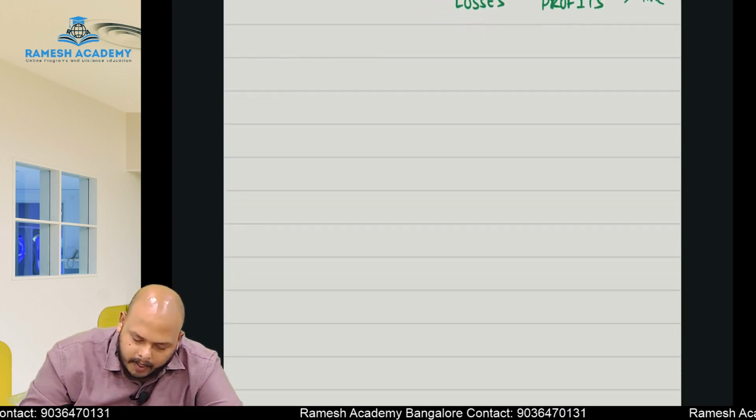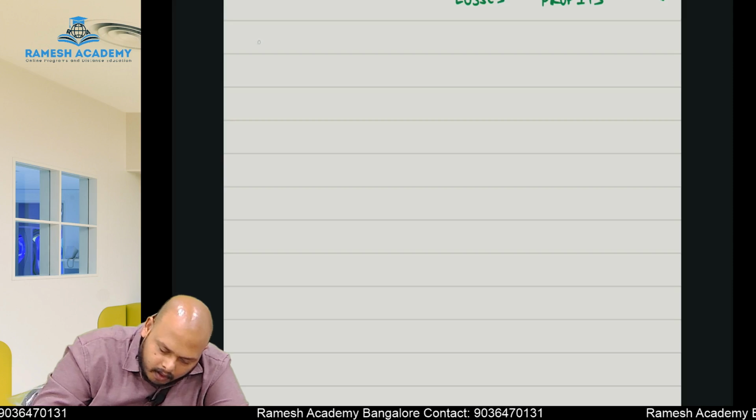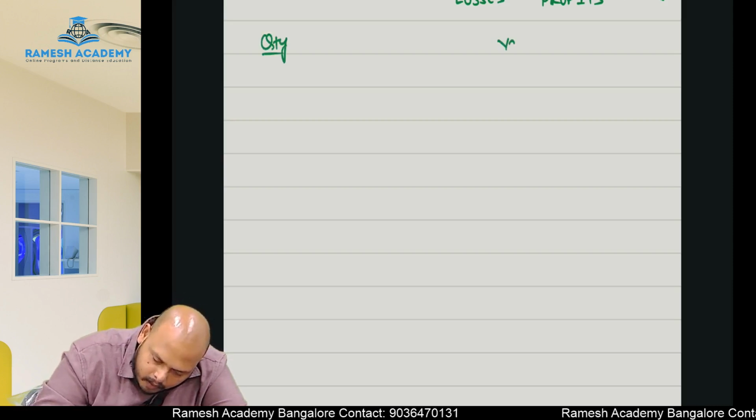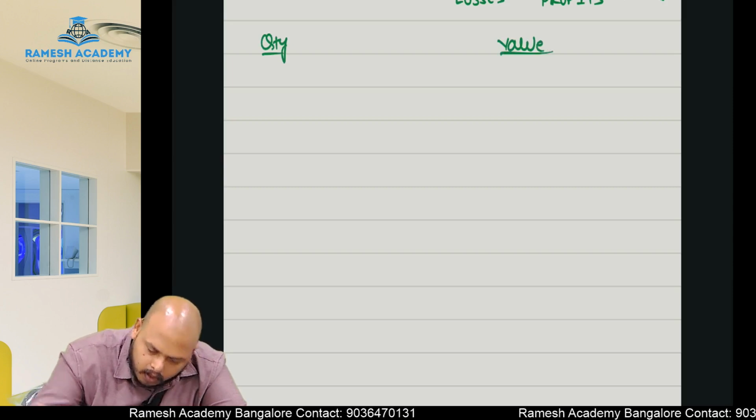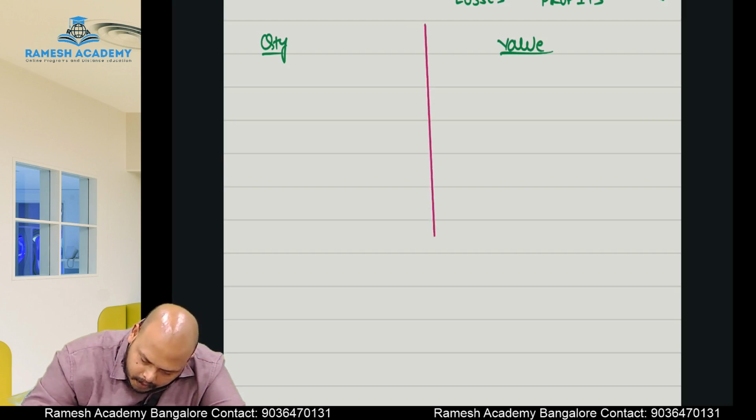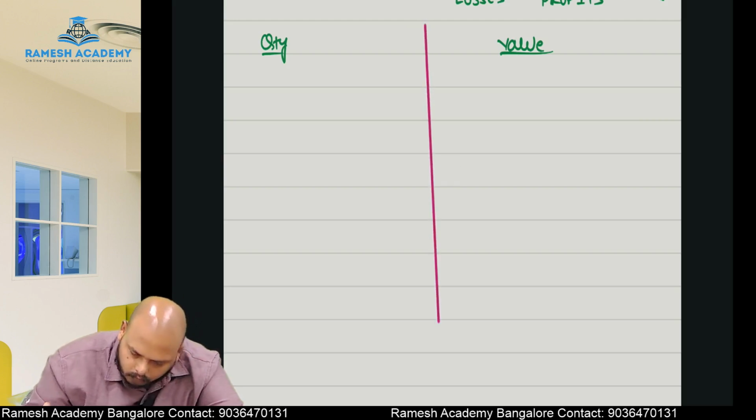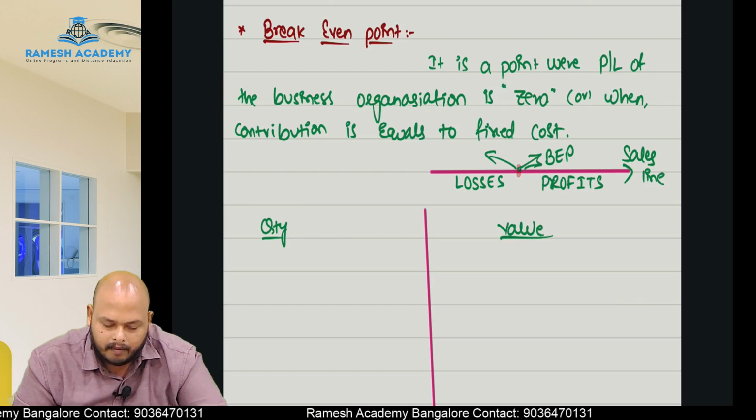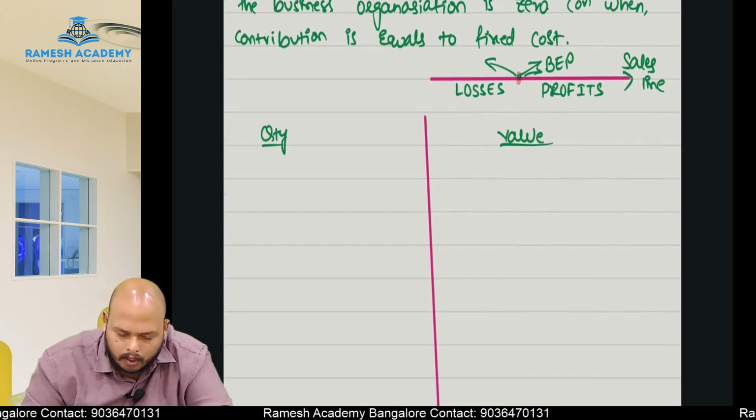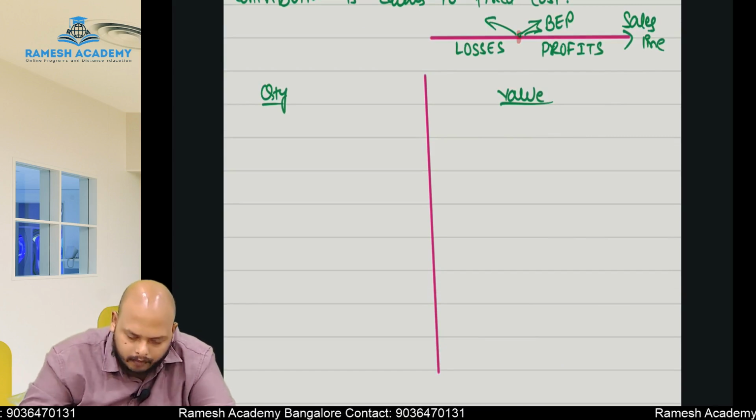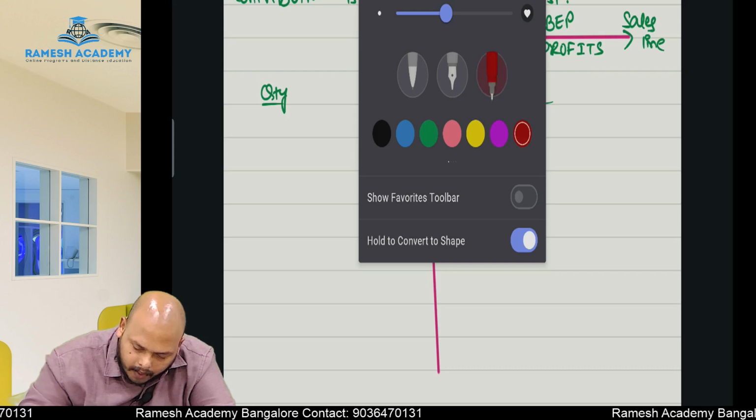In the case of break-even point, there are two bases. One is the quantity basis formula and the other is the value basis formula. One is on the basis of quantity, we have the formula. One is on the basis of value, we have the formula. So on the basis of quantity, what is the formula we have?